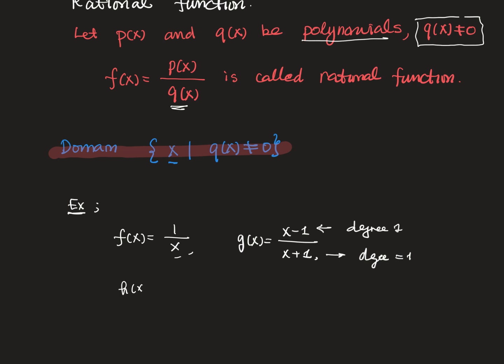h of x equals x cubed plus 1 over x squared plus 2x minus 1. That's also a rational function. The denominator is a degree 2 polynomial, and the numerator is a degree 3 polynomial. All these forms of functions we call rational functions, okay?